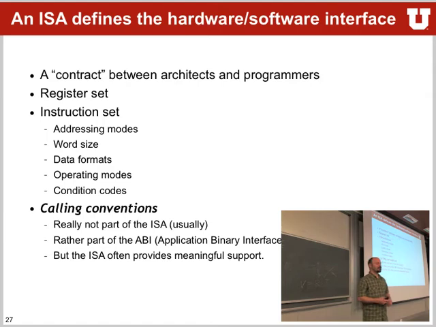The major elements are the register set, very important. We have the instruction set itself, so that will talk about addressing modes, word size, data formatting, operating modes, and conditional codes. And we have the calling convention, which is not exactly inside of the ISA, so this is usually actually a part of the application binary interface. Basically, a compiler has to adhere to the ABI in order to write code properly, but oftentimes the ISA helps you with this ABI itself. So there are features inside the ISA that make the ABI easier to understand or have certain operations to make it a lot faster.